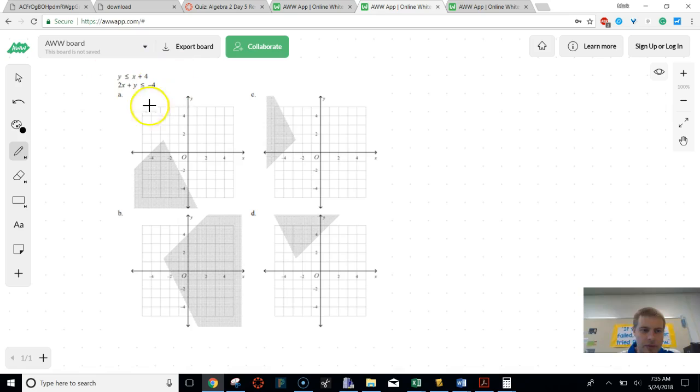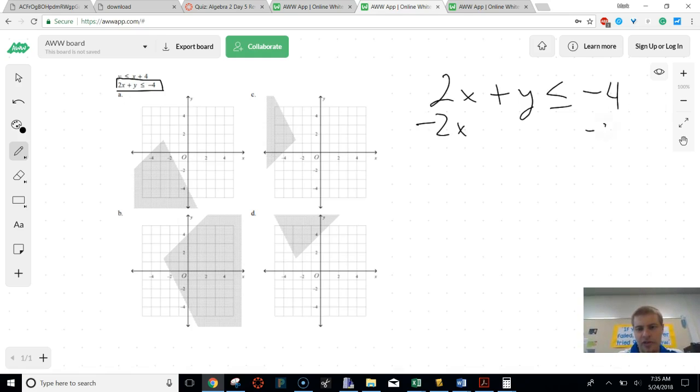So in this one, we need to figure out the graphs of the two. This one right now is throwing me off because it's not in the right form. So let's get it in the right form. We can do that by subtracting 2x on each side and getting y is less than or equal to negative 2x minus 4. And now we have this. So this one would start at 4 and be shaded down. And this one would start at negative 4 and be shaded down.